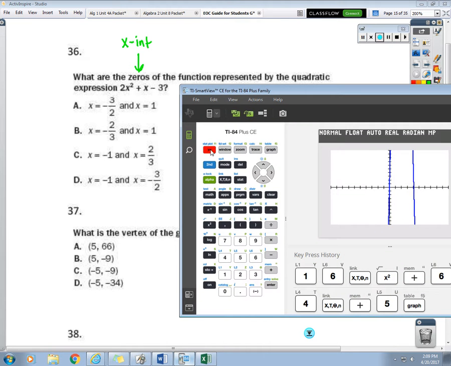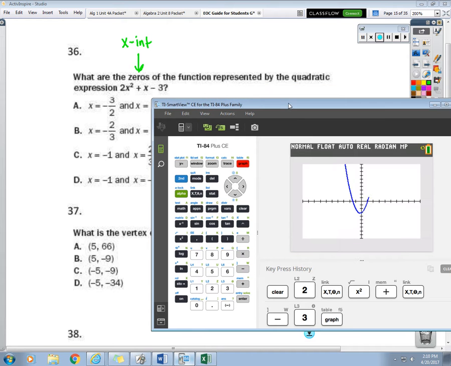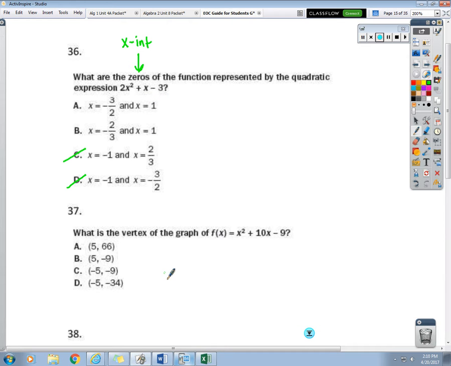So y equals 2x squared plus x minus 3. When you graph it, you see that it has how many x-intercepts? 2, and that kind of makes sense because every answer choice has 2 answers for x. One of them is where? Positive 1. Okay, so x equals positive 1, x equals positive 1, x equals negative 1, x equals negative 1.